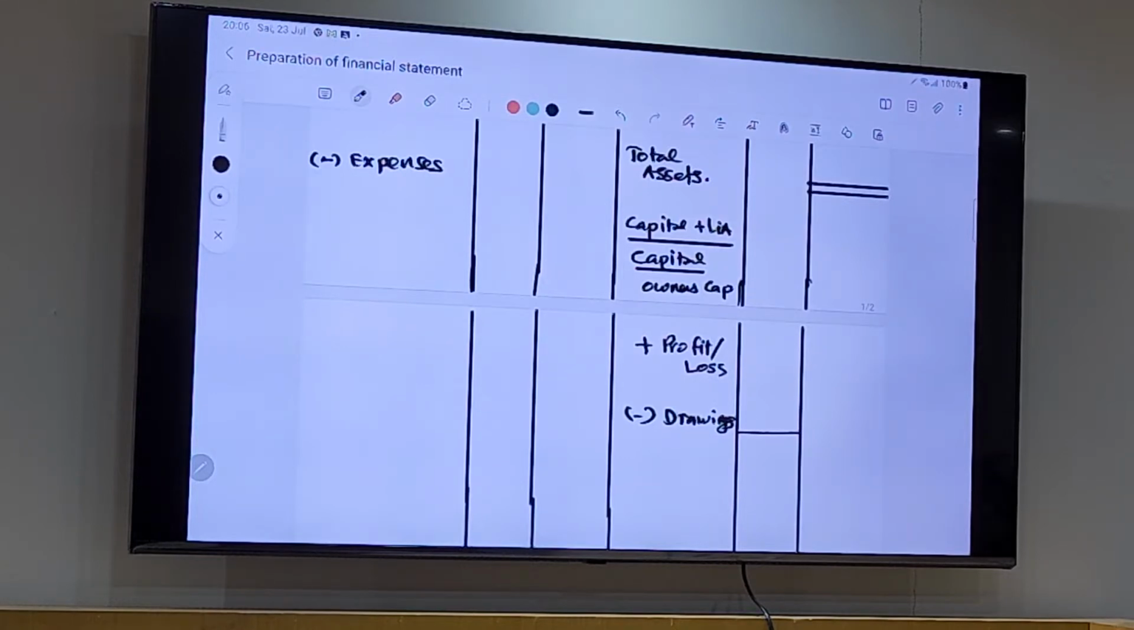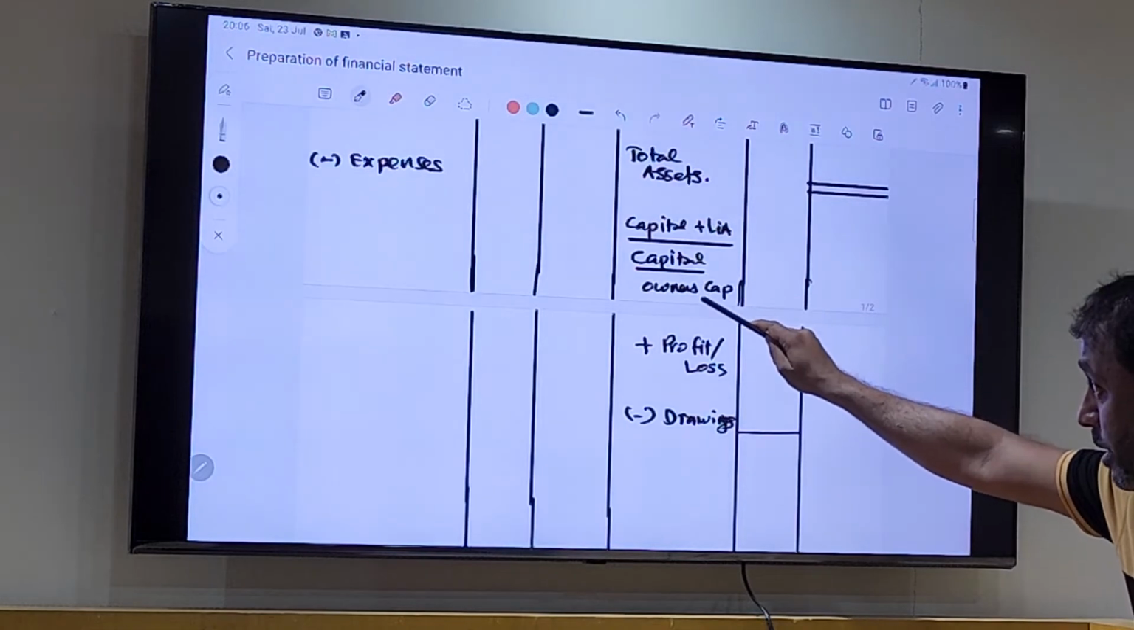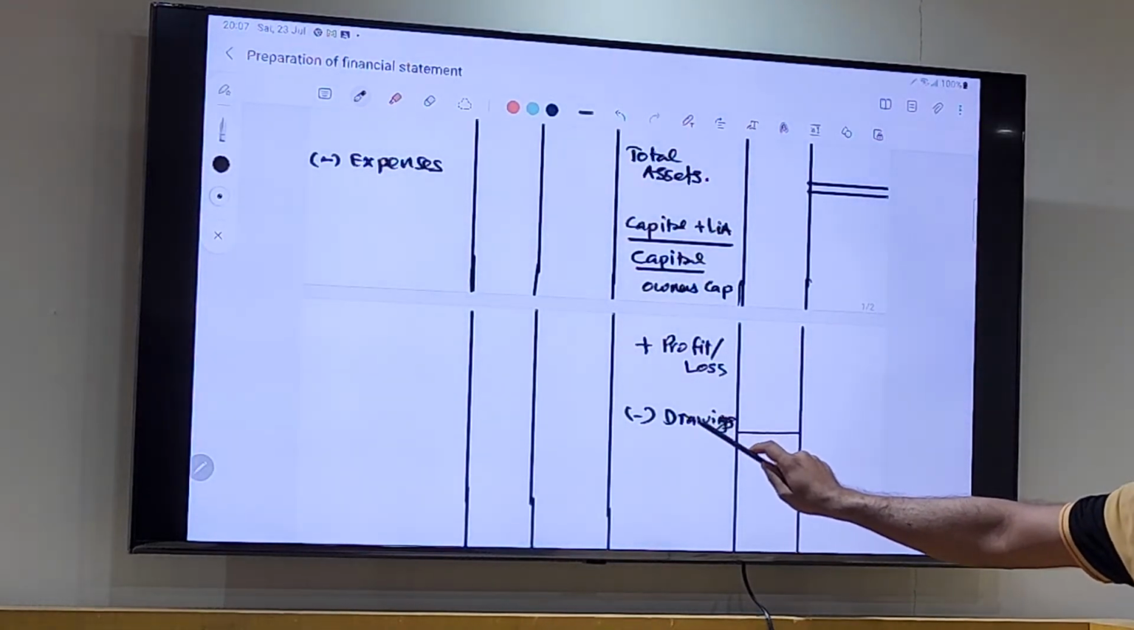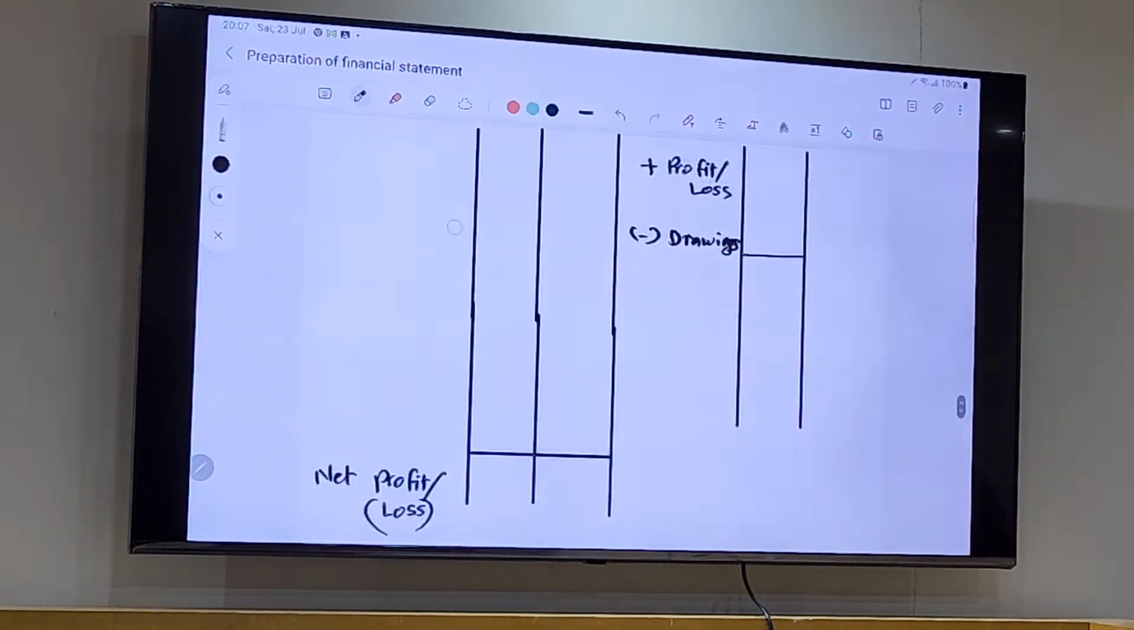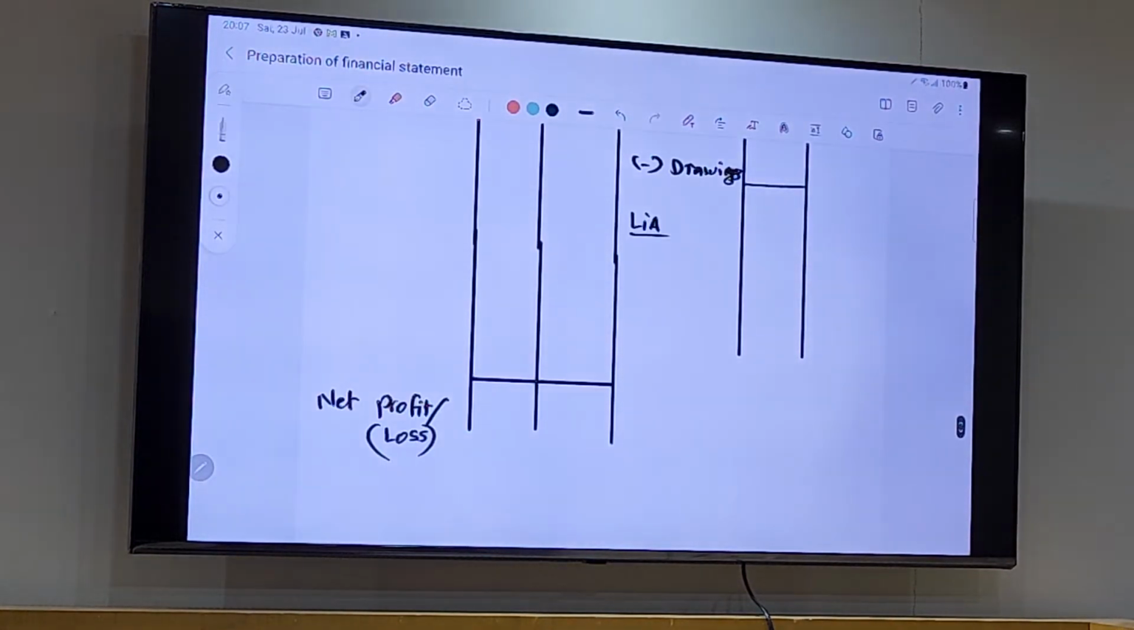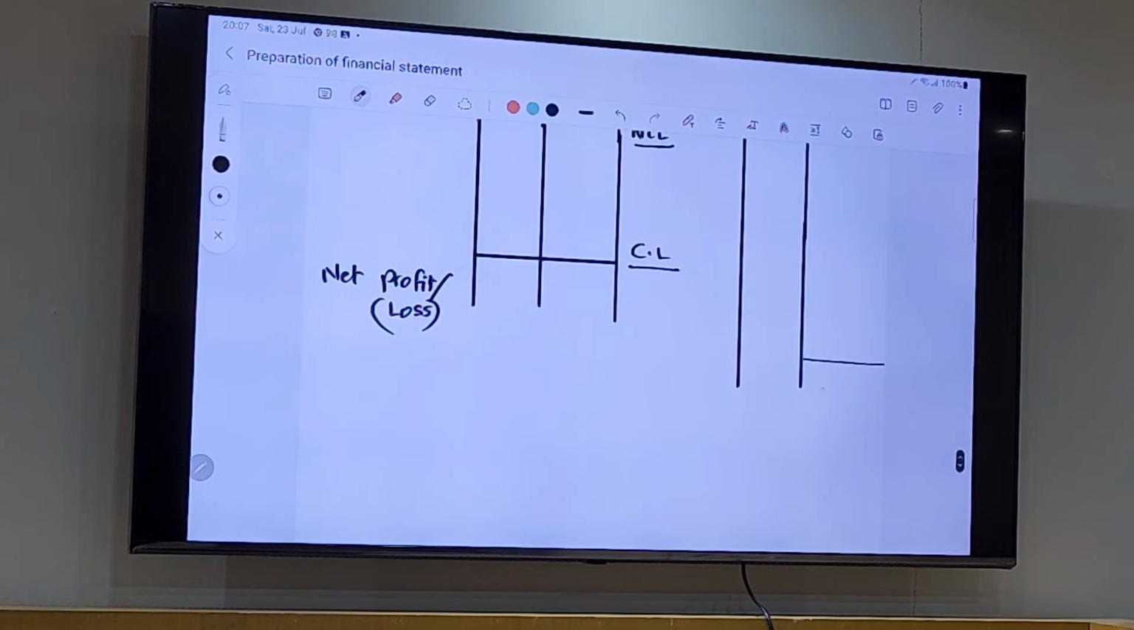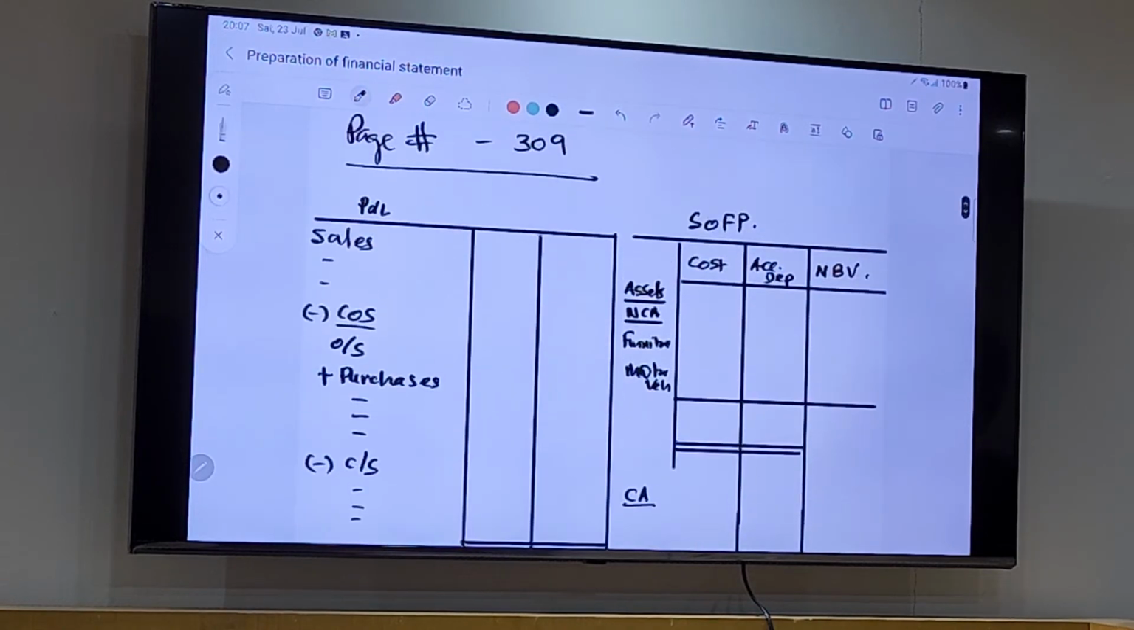So now you get here only the capital side: owner's capital plus profit or loss, and then minus drawings. You get the answer. Then you have liabilities, non-current liabilities. You may have any item, and then you have current liabilities. Then take the total of this. This is total capital and liabilities. This is the first step that we have done with the format.